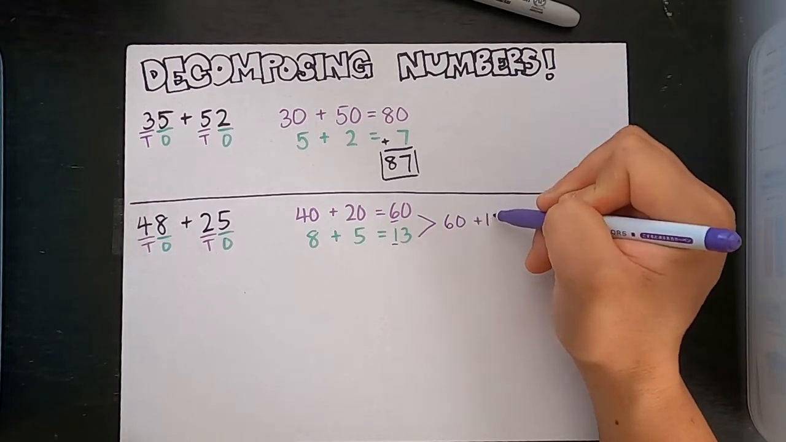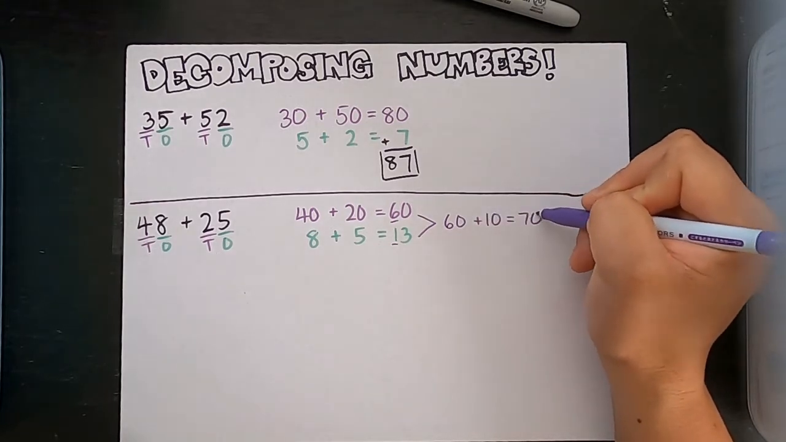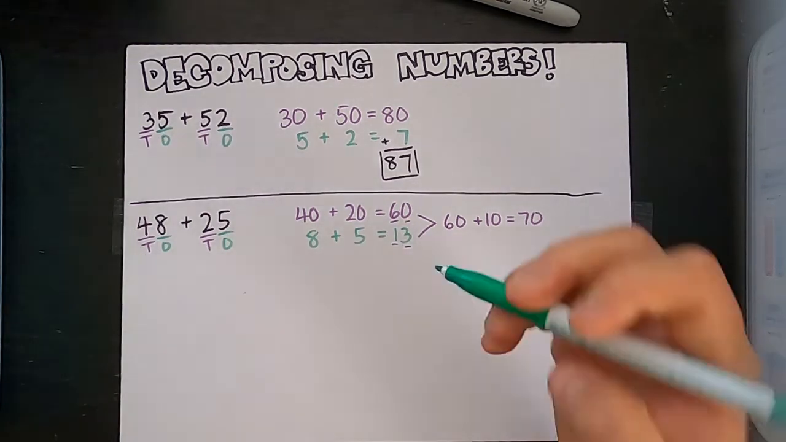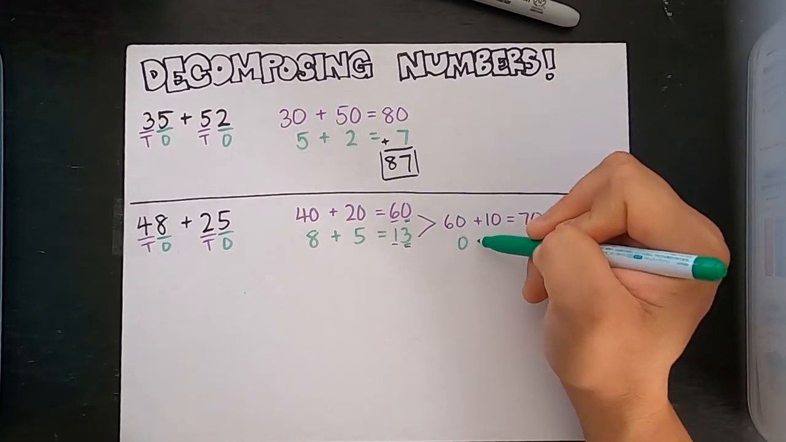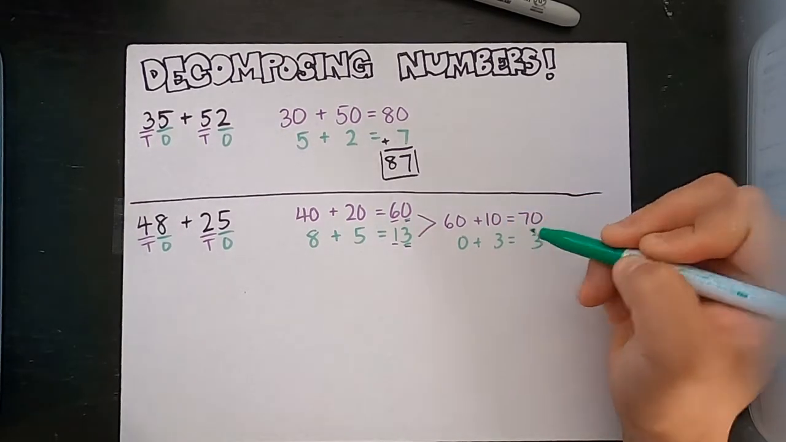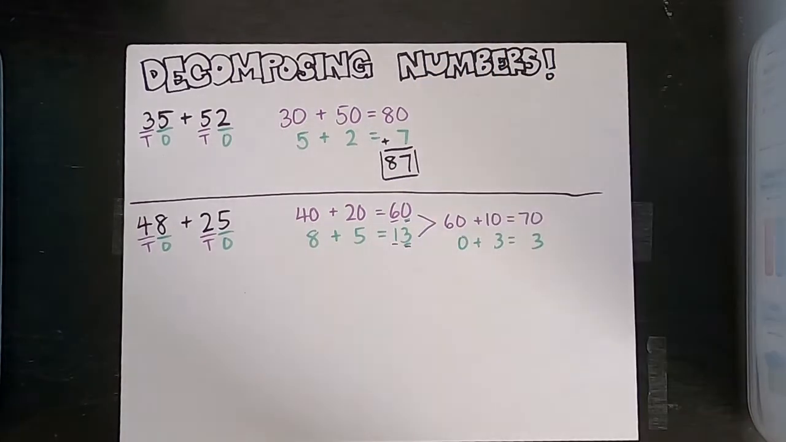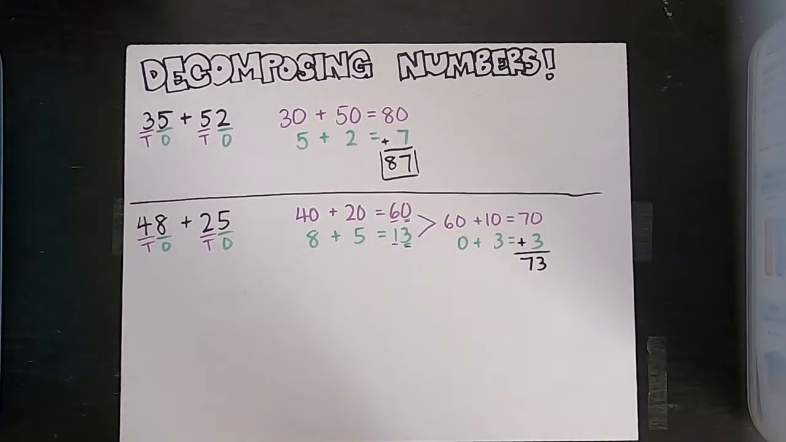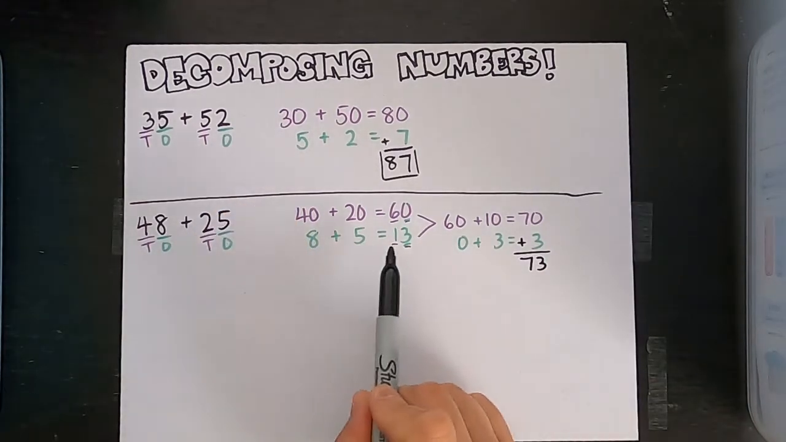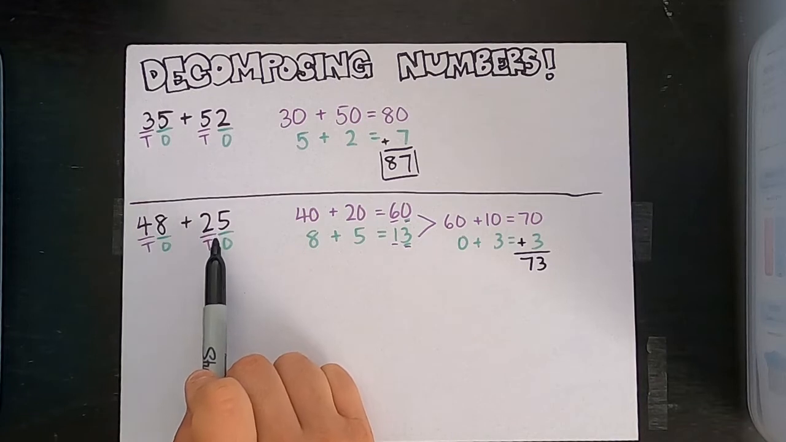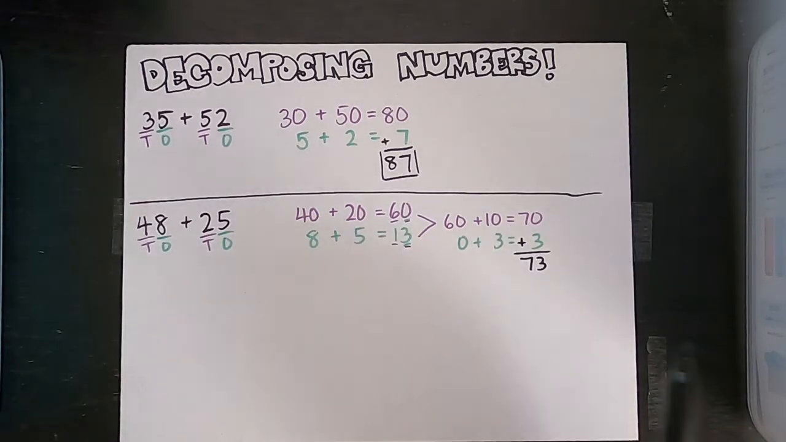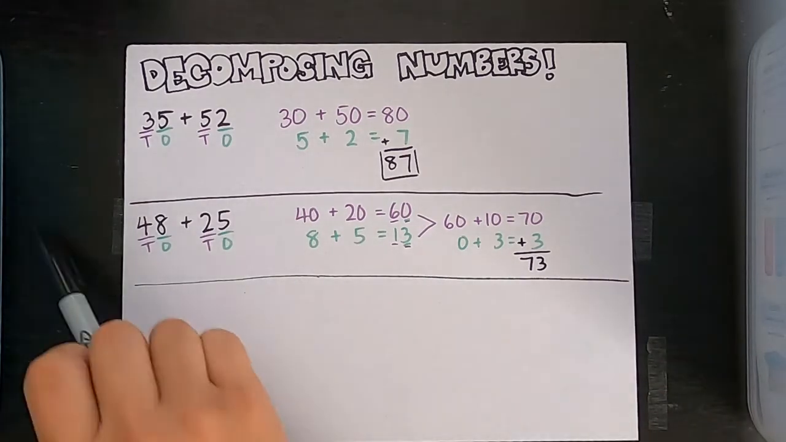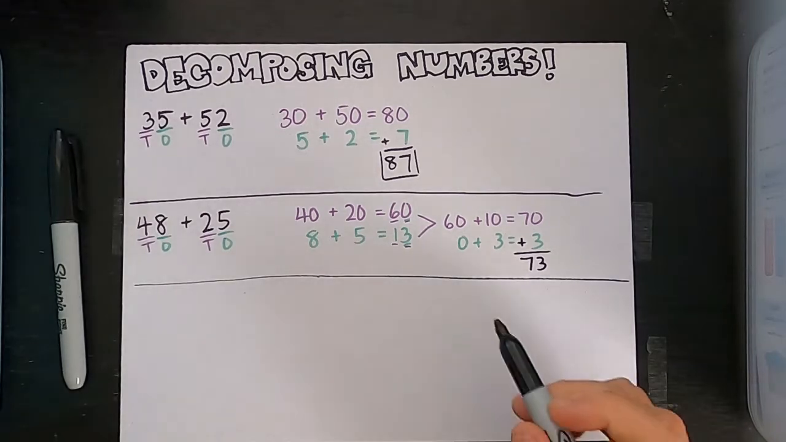So from here, I can turn into this. Six tens plus one ten equals 70. And then the ones place, wrong color, whoops. Zero plus three equals three. And then if we add that all together, we get 73. Pretty simple, huh? And that was awesome because look what happened. We just did this math problem by breaking the numbers apart and then putting them back together. So that was addition with regrouping. Kind of tricky stuff.